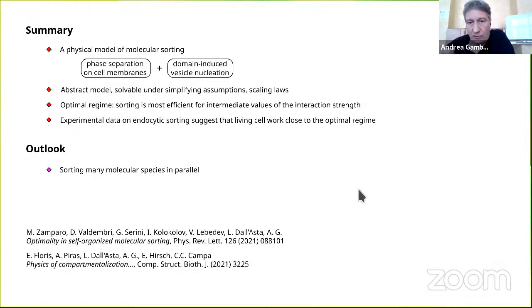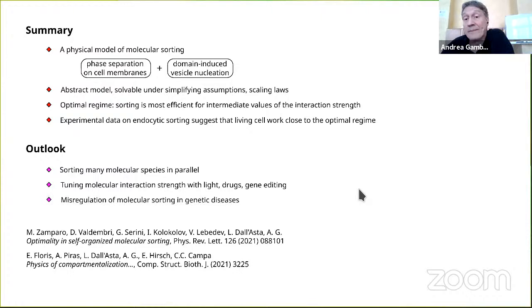And then you can hope to have experimental advancements, since you may hope to tune the molecular interaction strengths with different means like light, gene editing, and drugs. And finally, it has to be noted that many severe diseases are actually linked to misregulation of molecular sorting. So understanding the basics of the process may have in the future some actual consequences. So thank you very much for listening.